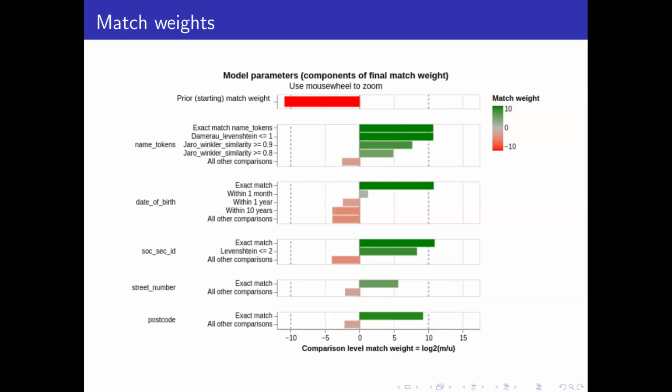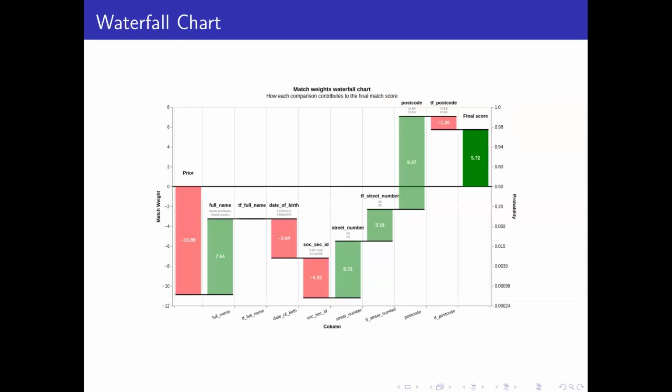So this is the match weight chart. Then from there, for every 2 records that you compare, you can output this waterfall chart that shows you exactly how the model concluded that those 2 records are duplicates or rejected that those 2 records are non-duplicates. For instance, in the data set that I showed, that's Hawa Isahaku versus Hawa Isahaku. This was the waterfall chart generated for those 2 records. We have a prior starting weight, which was minus 10.89. Then we have a full name weight that was generated, 7.64.